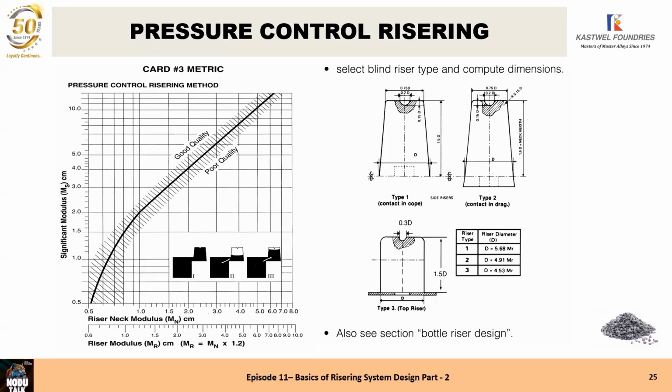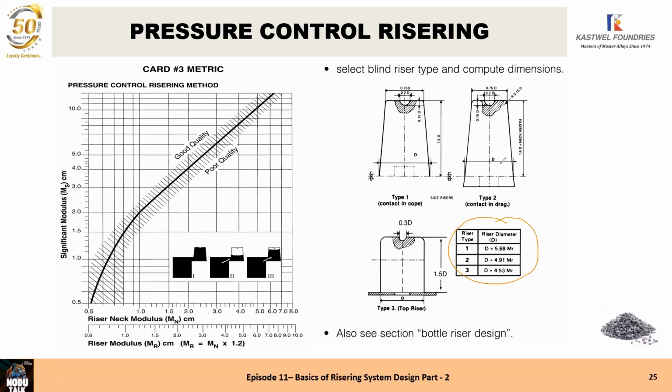Once you know the type of riser to be used, look at the small table on the right hand side. It gives you the riser diameter based upon the riser modulus. You have calculated the riser modulus from the figure on your left hand side. So from the table, you know the riser type, you know the riser modulus, you can determine the riser diameter. This is the diameter of the riser at the parting line. Look at the figures. The diameter is shown in the figures.